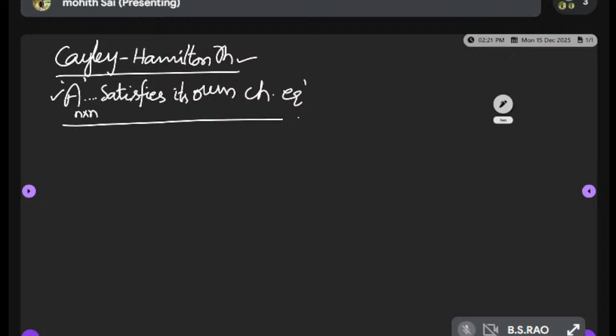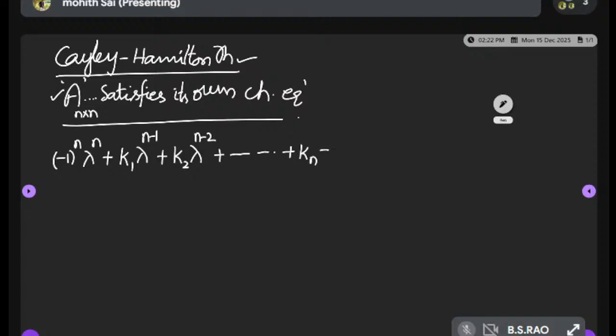Then its characteristic equation is of the form minus 1 power n lambda power n plus k1 lambda power n minus 1 plus k2 lambda power n minus 2 plus so on plus kn equals 0. Let it be equation 1.